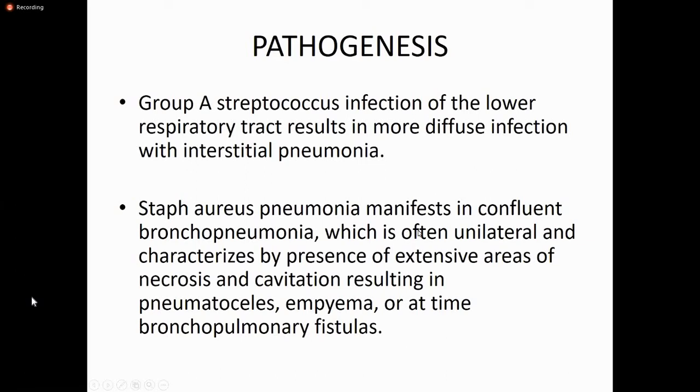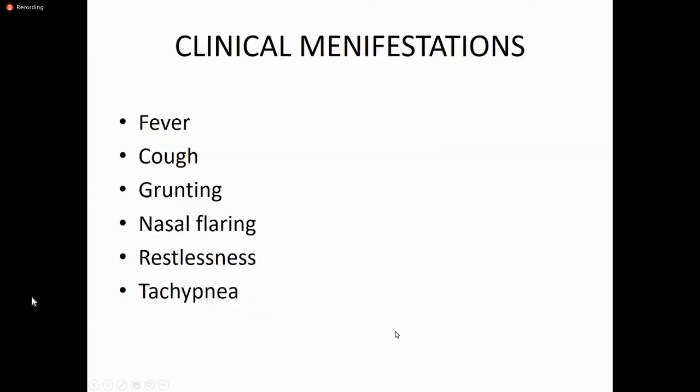And Staph aureus, on the other hand, manifests in confluent bronchopneumonia, which is often unilateral, and it is characterized by the presence of extensive areas of necrosis and cavitation, which result in pneumatoceles, or maybe there may be pus formation, which is called empyema, when there is fluid and the fluid becomes infected and purulent, or at times there may be bronchopulmonary fistulas. Now, what are the clinical manifestations?